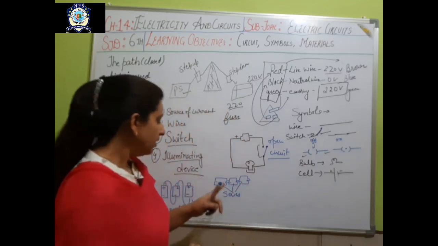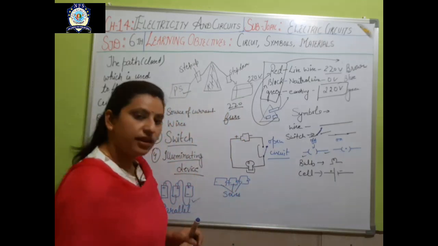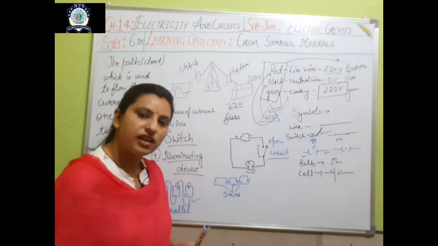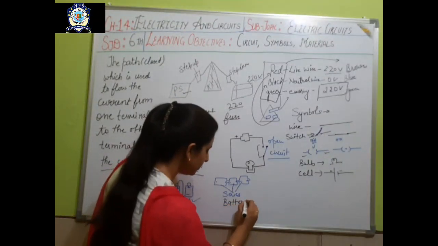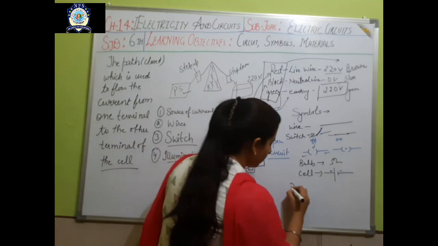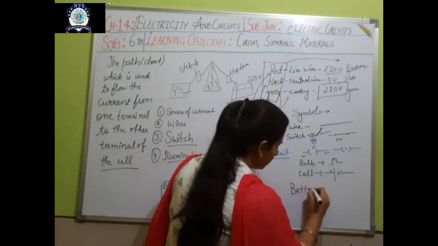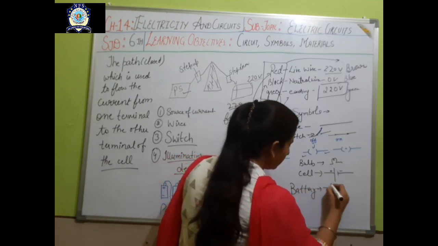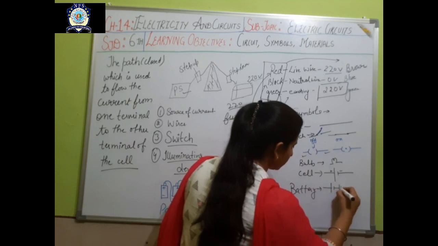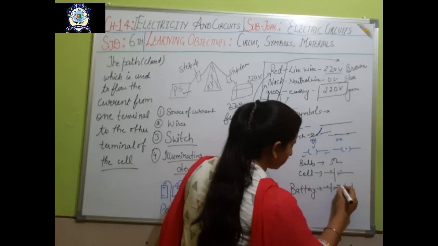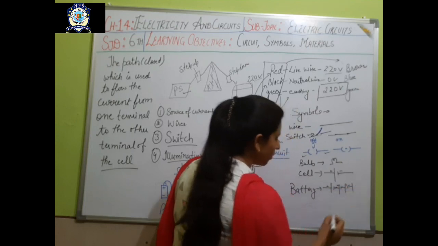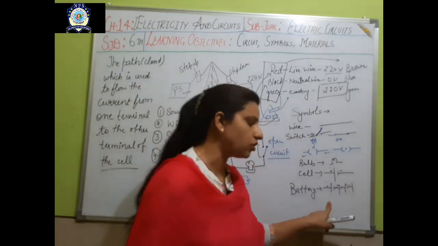When two or more cells are connected together, they form a battery. And for the battery you can use such kind of symbol: positive, negative, positive, negative, positive, negative. So this type of symbol you can use for the battery.